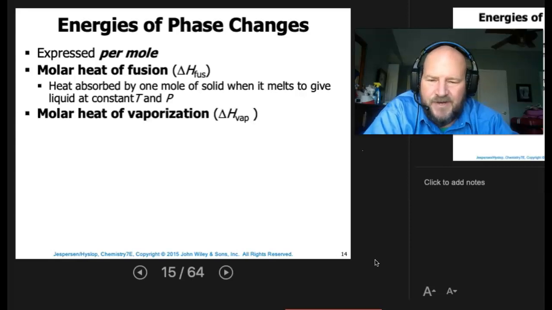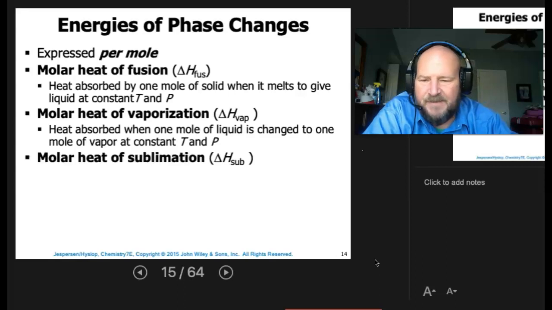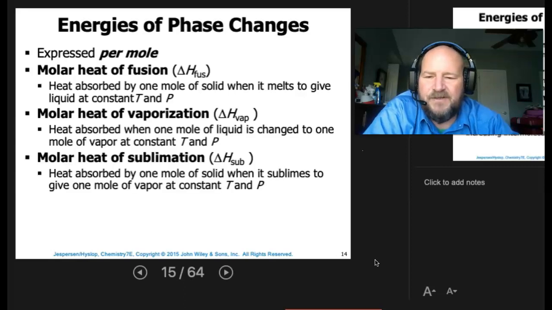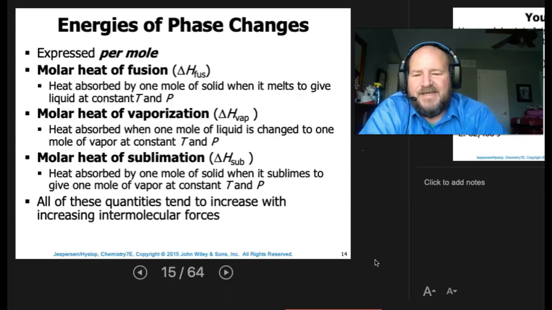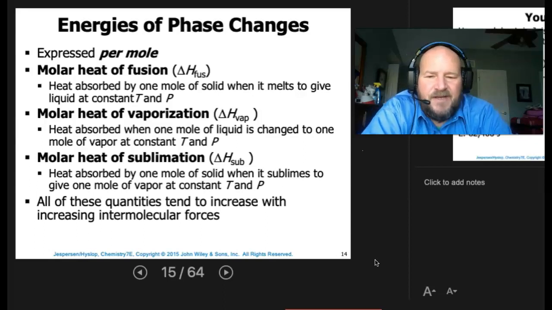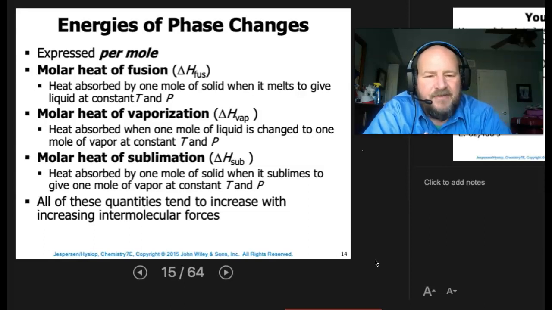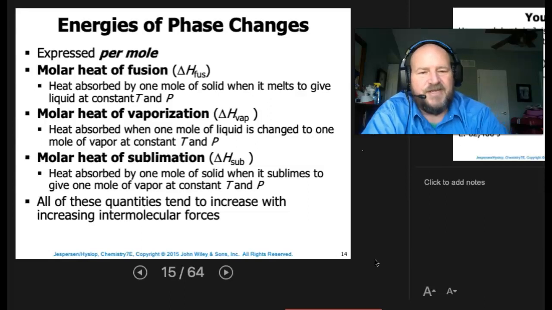So we have the molar heat of vaporization would be delta H vap, same thing. And of course sublimation, delta H sub. So all of these quantities tend to increase with increasing molecular force, right? And that should make sense. The more attractions we have, the more they want to stick together, the more energy it's going to take to break them apart.